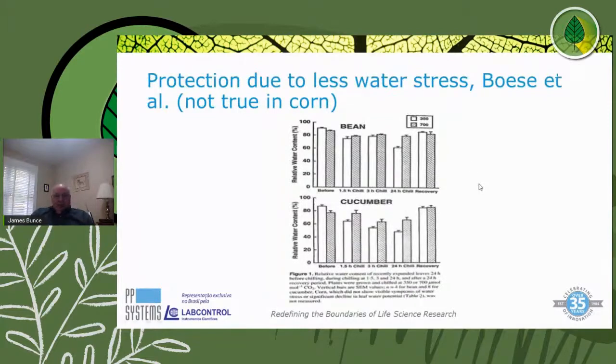from chilling damage. And they thought that at least for bean and cucumber, but not in corn, it was due to less water stress occurring when the CO2 was elevated during the chilling. And you can see that by what he's plotted here, which is relative water content for plants at 350 or 700 parts per million at different times before and during the stress and then after recovery. And you can see at the end, the 24 hours of chilling stress, there's lower relative water content when the plants have been kept at 350 than when they were kept at 700, in both of these species. Now, this did not occur in corn, but it did sort of support the idea that high CO2 may be protecting from chilling damage by keeping the leaves wetter.